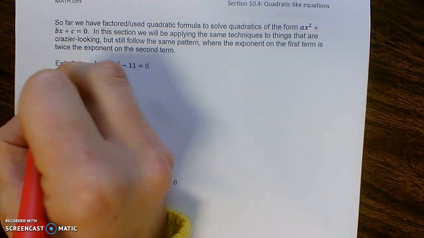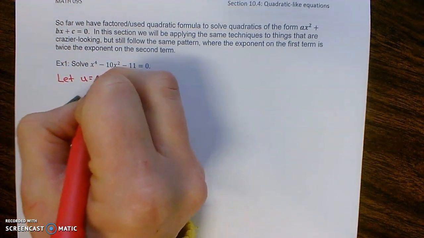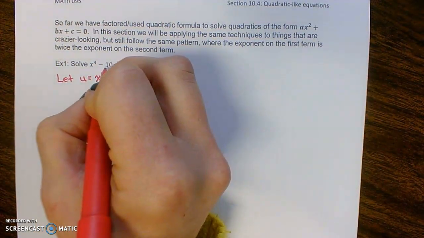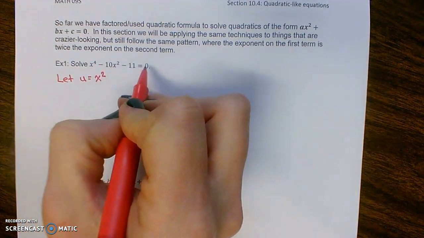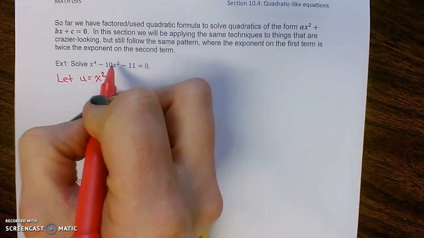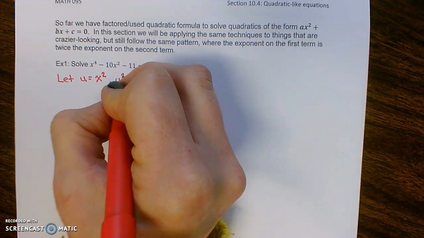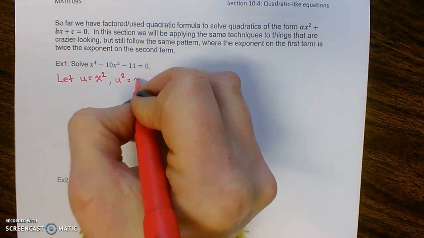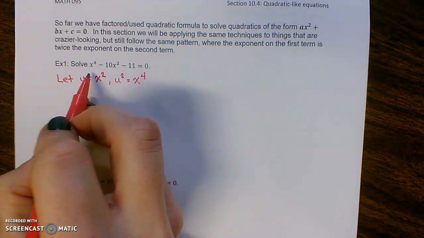So the method for solving these equations is to do a substitution. Let u be the x squared term. Basically, you look at the middle term if you line everything up in order, and we'll let u be that, so that u squared would be x squared squared, or x to the fourth.